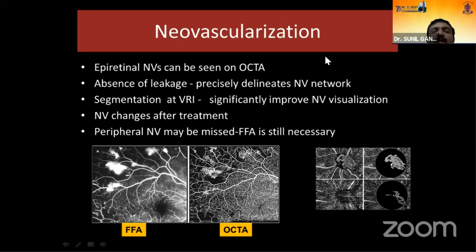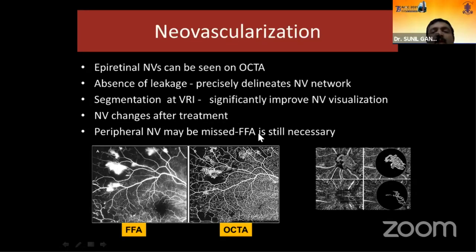Next entity is neovascularization. Epiretinal neovascularization can be seen in OCTA. Note the absence of leakage, as you've seen here, this is a neovascularization. There is extensive leakage on fluorescein angiography, but not much leakage on OCTA. So you can see clearly the network of neovascularization on OCTA. The absence of leakage delineates this neovascular network much better.